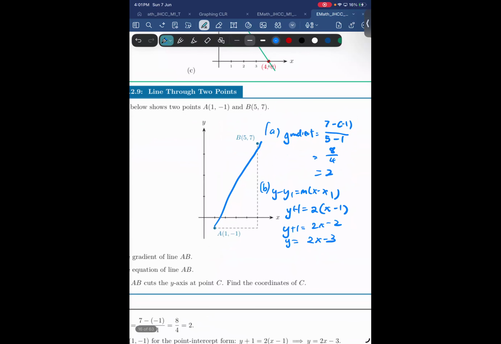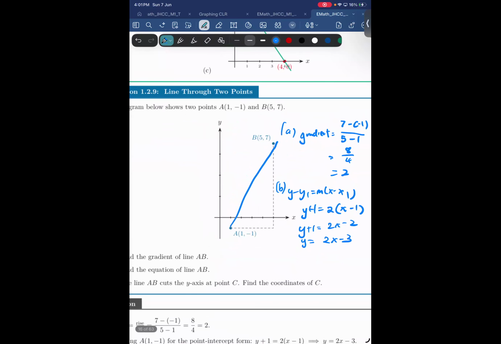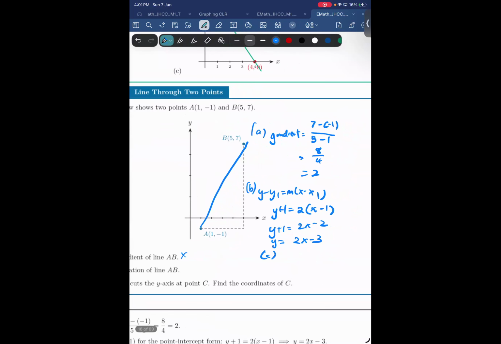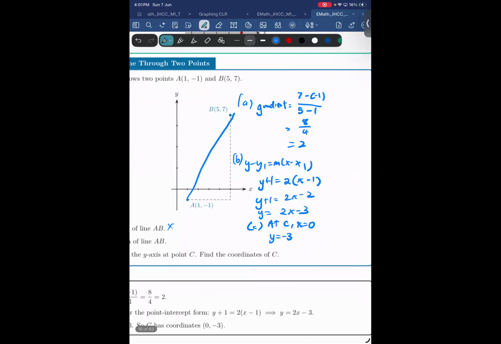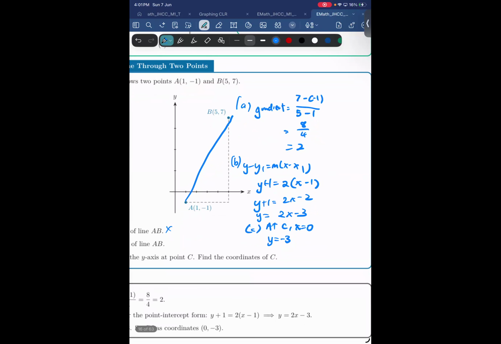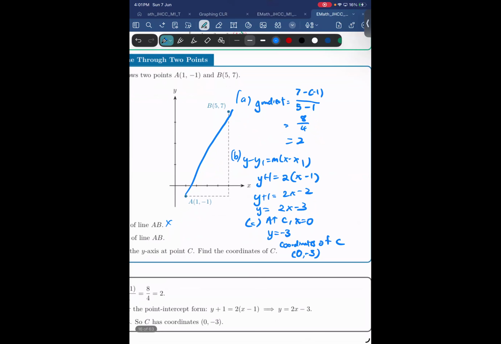Then part C, AB cuts the y-axis at point C. So somewhere down here, you extend the line more. At C, x equals 0. At the y-intercept, x equals 0, right? So y equals minus 3. Lastly, they ask for coordinates. So the coordinates of C will be 0 comma minus 3. Any questions about it?